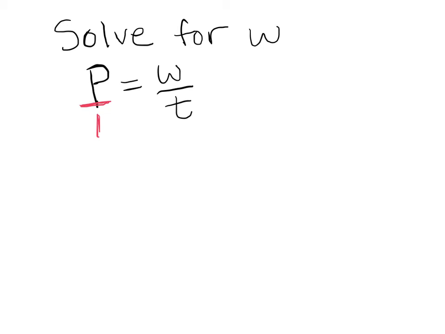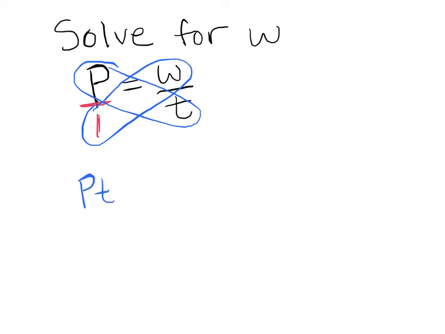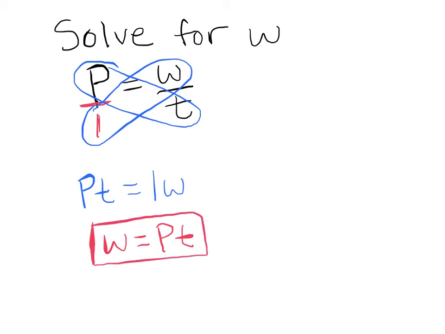Now that we have this proportion set up, we can use cross multiplication to solve this. P times T and 1 times W. So P times T is just P times T. 1 times W is just 1W. You don't have to write the 1 there. You can if you want, but it's not necessary because when you divide anything by 1 or multiply anything by 1, it's still itself. So the equation for W, solved for W, is PT, power times time. That was one way to solve this equation.